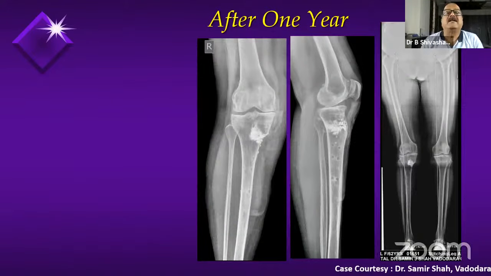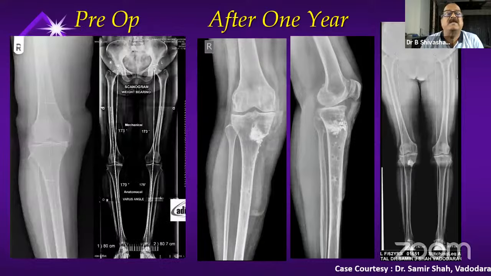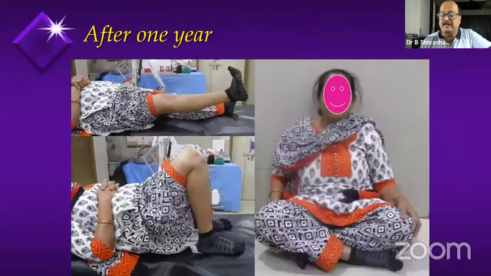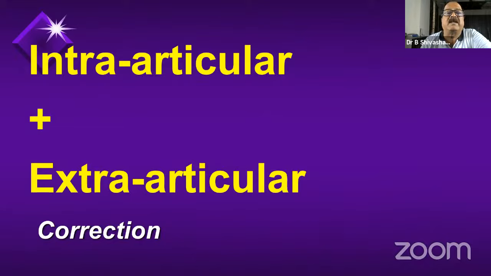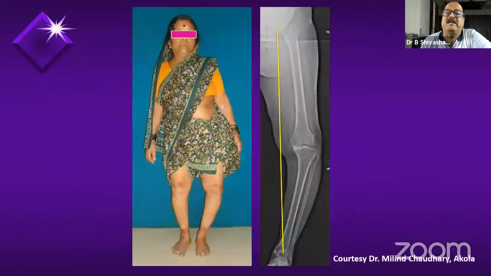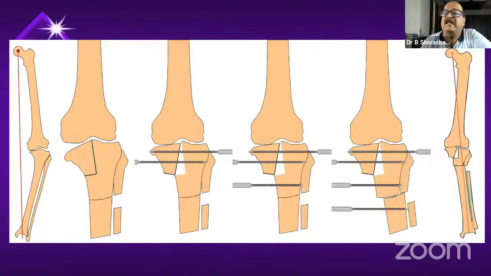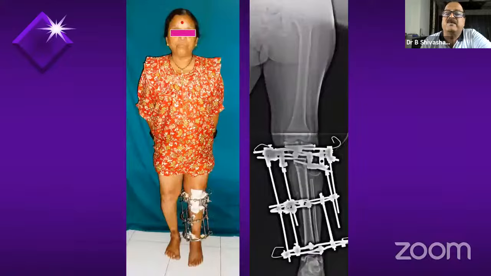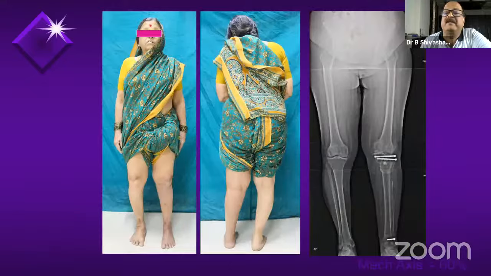This is something which is new now, which has been done by many of us in the last 5 to 10 years. It was introduced to us in India by Dr. Milind Chaudhary. So this is the function at the end of 1 year. Lastly, intra-articular and extra-articular, if the deformity is bad like this, again Dr. Milind Chaudhary will be talking at the end of the last talk today, where he has used both intra-articular and extra-articular correction to get a predictable outcome in this case.